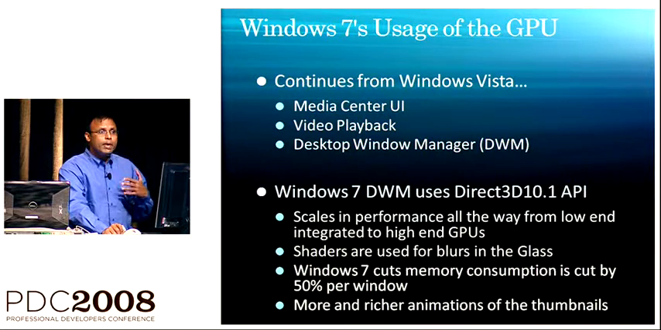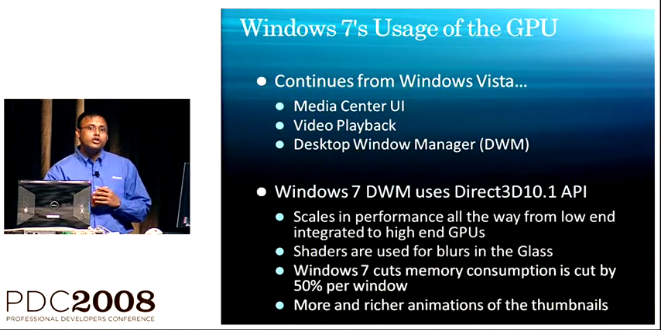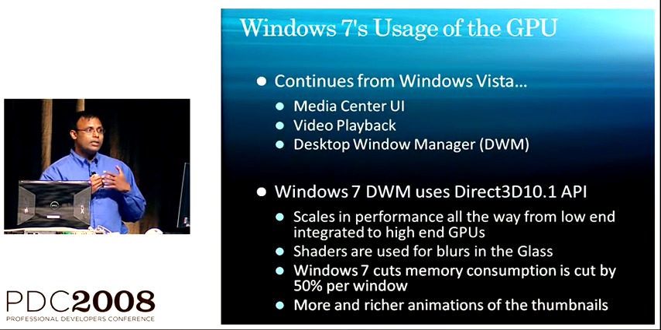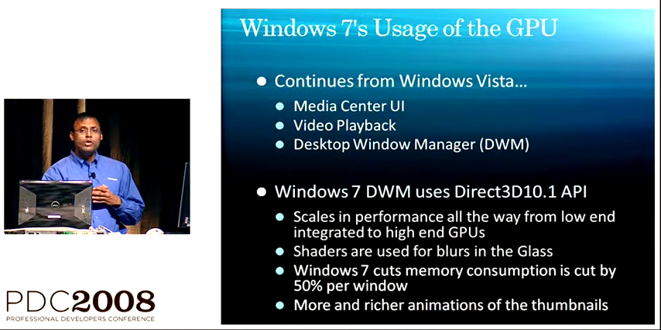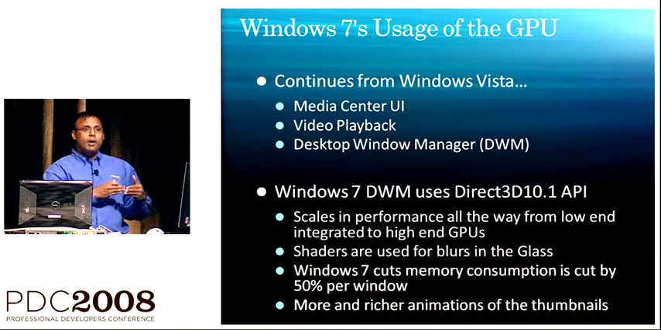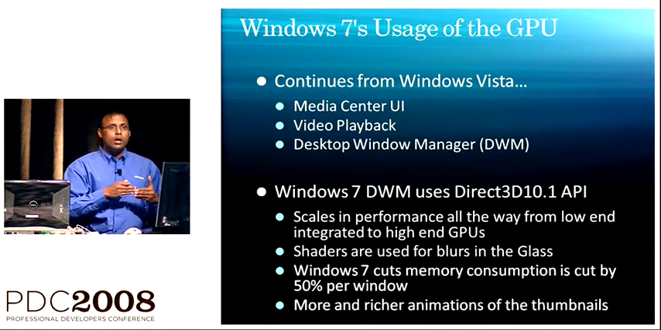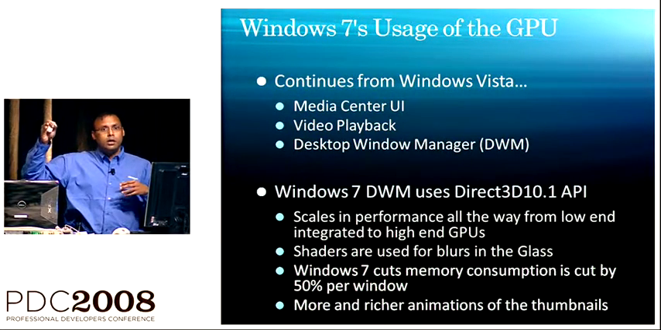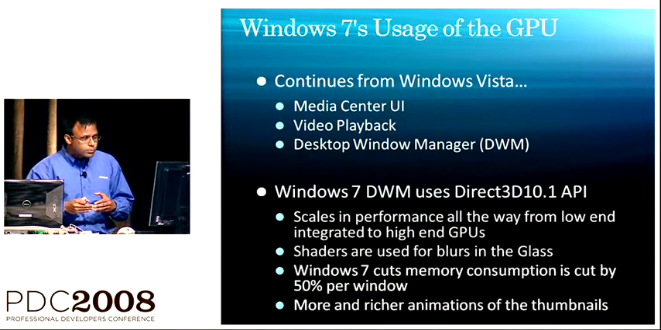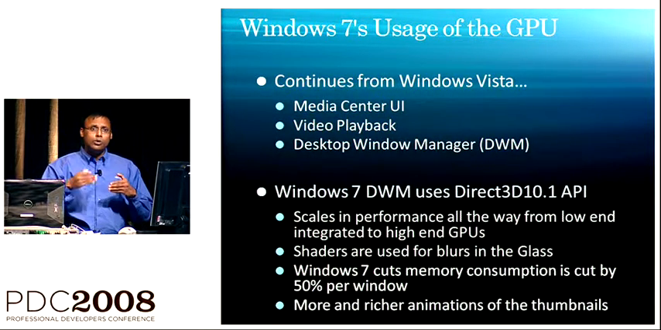The place where we have made the biggest changes in the usage of GPU continues to be in the desktop and the UI that all of us use every day. So in Windows 7, the window manager itself uses the Direct3D 10.1 API. If you remember, in Vista, we already made it work all the way from a low-end integrated graphics in a laptop to pretty high-end multi-GPU machines. And we continue to do that in Windows 7.